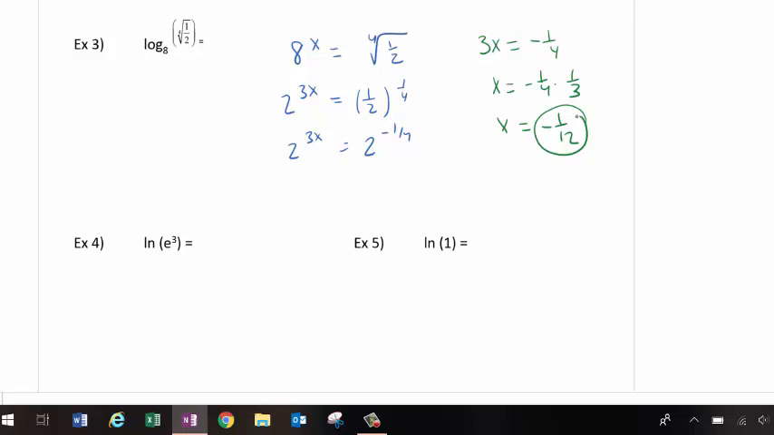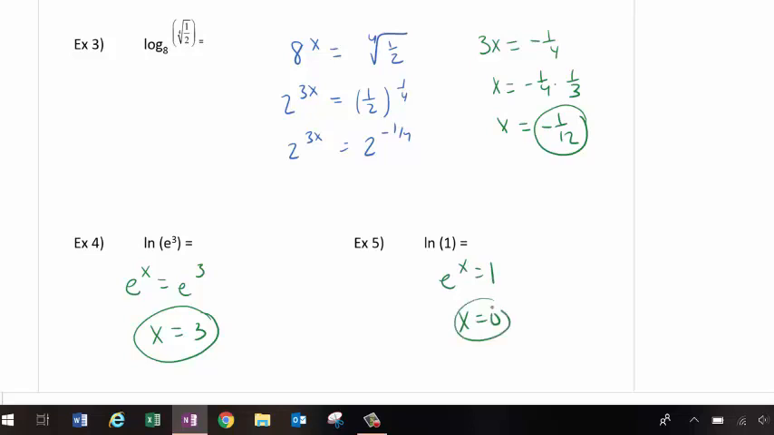Example 4 and 5 are using the shortcut rules at the end of the properties that were listed on the first page. Natural log has a base e, so these have the same bases. Since they're inverse of each other, you can think of it as canceling. So again, the reason why is this would be e to what power gives me e to the 3rd. So it's x equals 3. Number 5 is e to what power gives me 1, which is x equals 0.